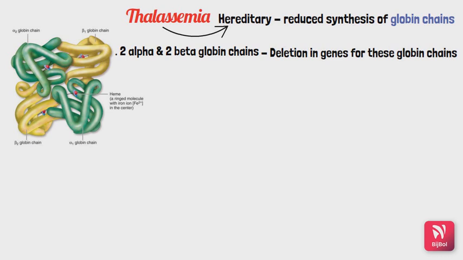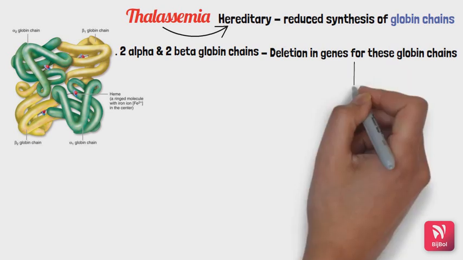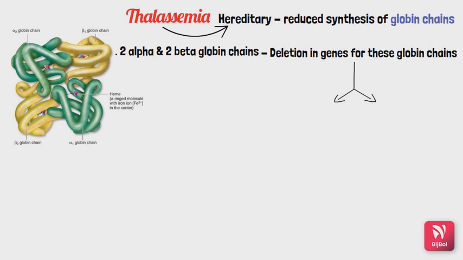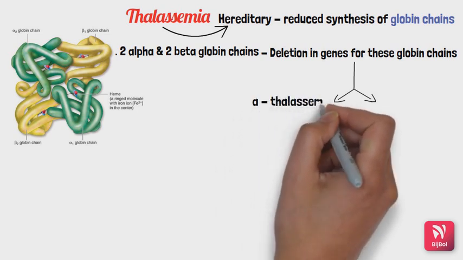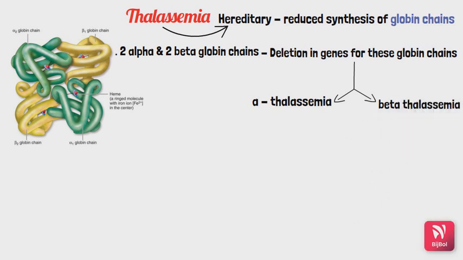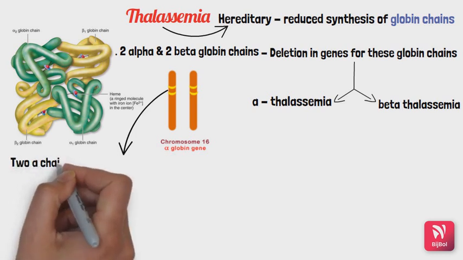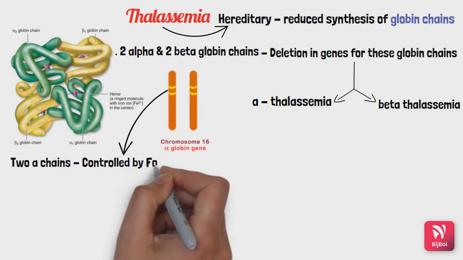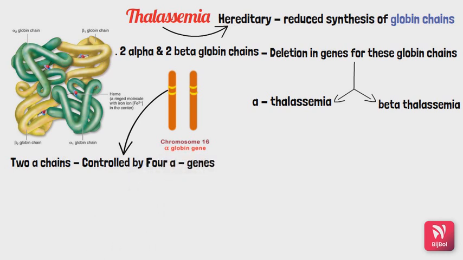So there are 2 types of thalassemia here. If there is a deletion in the alpha gene coding for alpha globin chains, then it is called alpha thalassemia. And if there is a deletion in the beta genes coding for beta globin chains, then it is beta thalassemia. If you see in alpha thalassemia, these 2 are the chromosomes which are derived from mother and father, and alpha genes are present on chromosome 16. As you can see, on each chromosome there are 2 genes. So one alpha globin chain is coded by 2 genes. That means 2 alpha chains are controlled by 4 alpha genes, right?